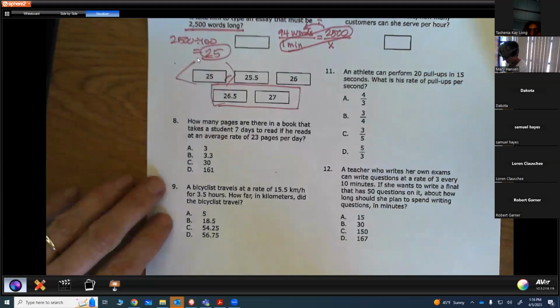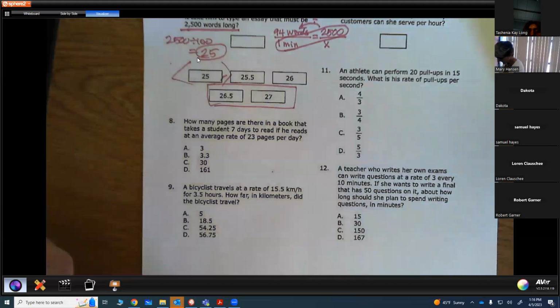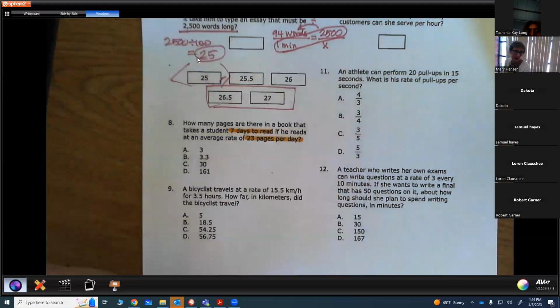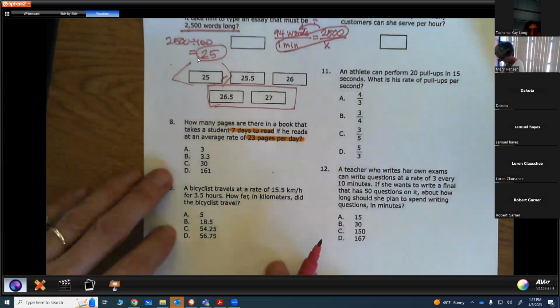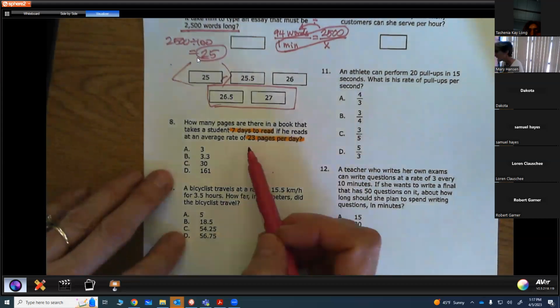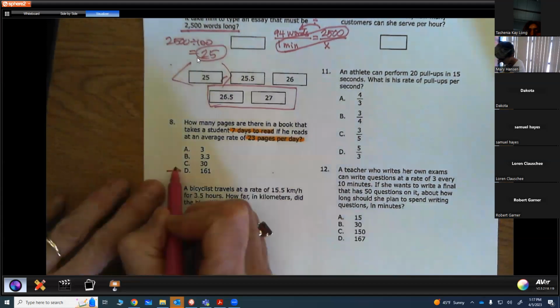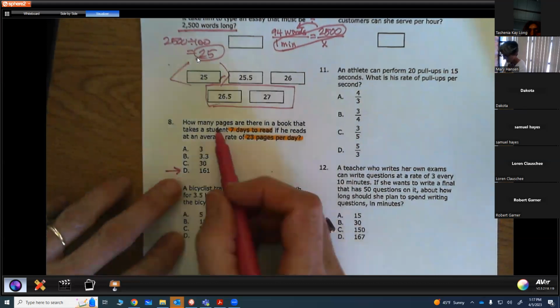All right, number 8, how many pages are there in a book that takes a student 7 days to read if he reads at an average rate of 23 pages per day? Anyone have an idea on the answer for that one? You're going to multiply? You think the answer is D? It takes him, oh, there's 161 pages.